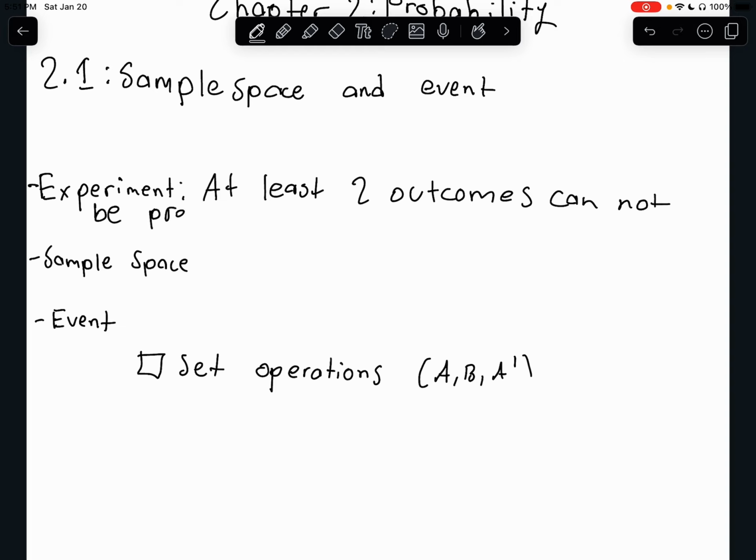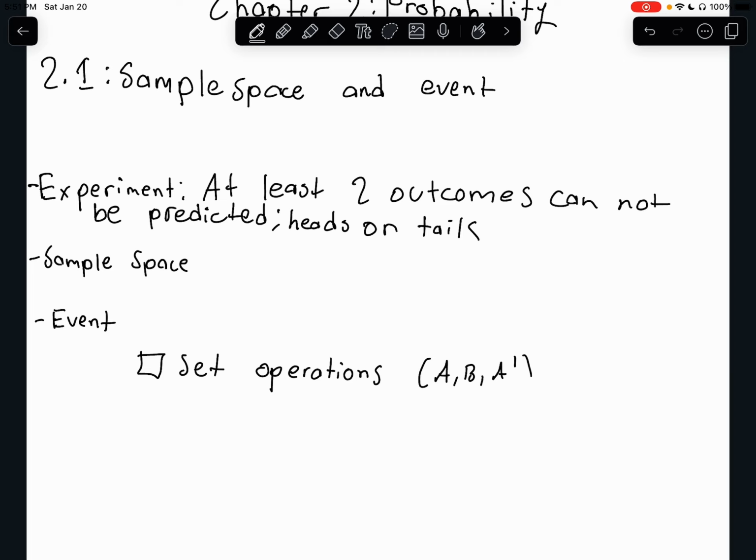Let's say an example of this, right? If these two outcomes cannot be predicted, heads or tails, right? When we flip a coin, we're debating if it falls on heads or tails, and we cannot determine this with absolute certainty.